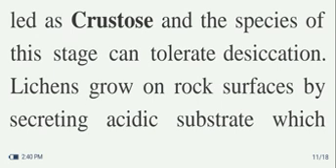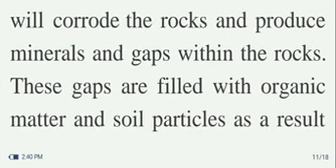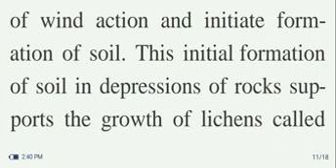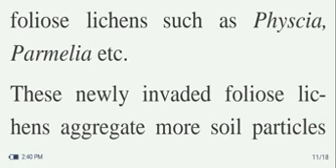Lichens grow on rock surfaces by secreting acidic substances which corrode the rocks and produce minerals and gaps within the rocks. These gaps are filled with organic matter and soil particles as a result of wind action and initiate the formation of soil. This initial formation of soil in the depressions of rocks supports the growth of lichens called foliose lichens such as Physcia and Parmelia.